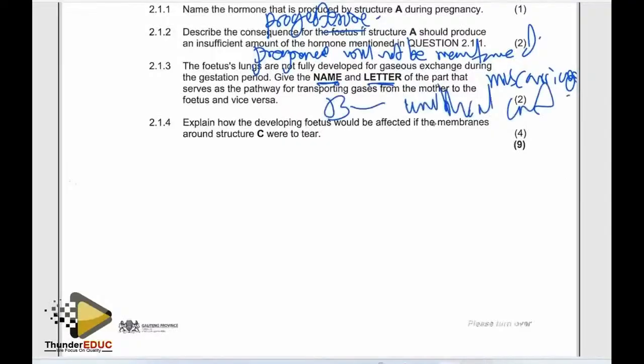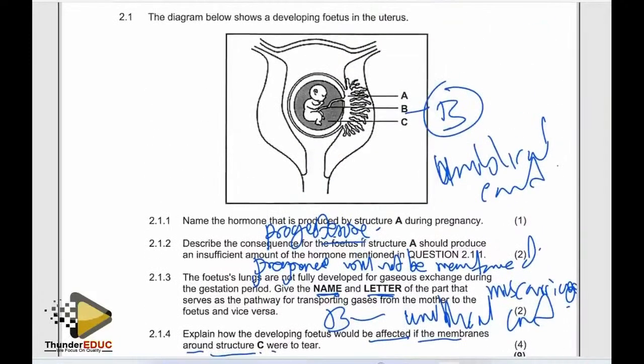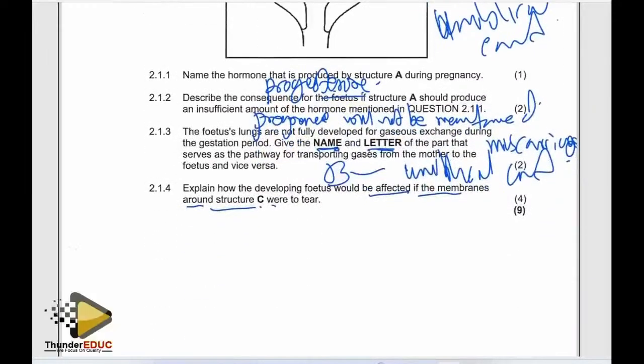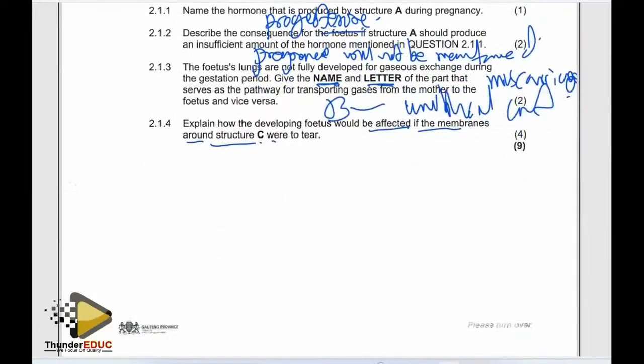All right. Explain how the developing fetus would be affected if the membranes of structure C were torn. We look for structure C, which is the amnion. What will happen if the amnion is broken? Number one is infection. It can lead to infection.